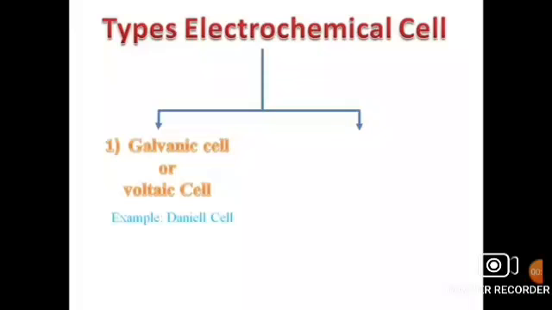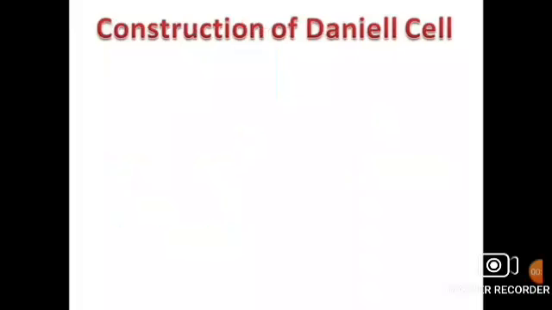For example, the Daniell cell, which is made up of copper and zinc. We will discuss this cell. The second is the electrolytic cell, in which electric energy changes into chemical energy. Both of these are opposite to each other. Now let us discuss the construction of the Daniell cell.